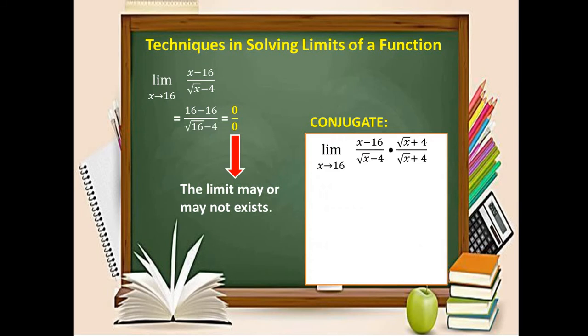So here is the example. The conjugate is what we are going to multiply. We will use the term which has a radical sign, which is the square root of x minus 4. Then we will change, or vice versa, the operator. In this case we have square root of x minus 4, so its conjugate is square root of x plus 4. Then we will multiply that conjugate to the numerator and the denominator. So we have this limit x minus 16 over square root of x minus 4 as x approaches 16 times square root of x plus 4 over square root of x plus 4.